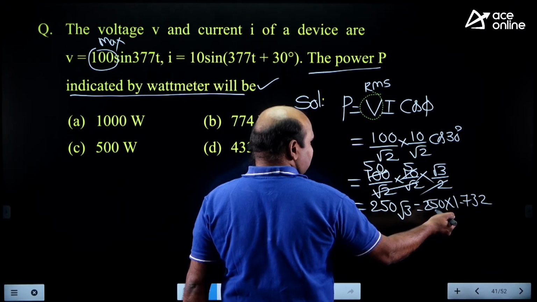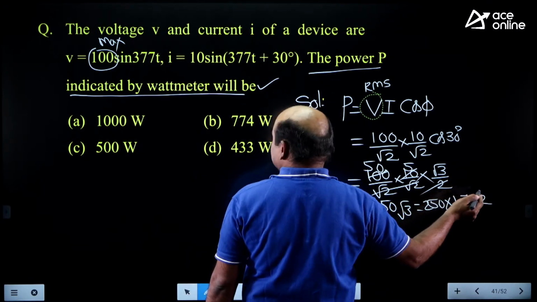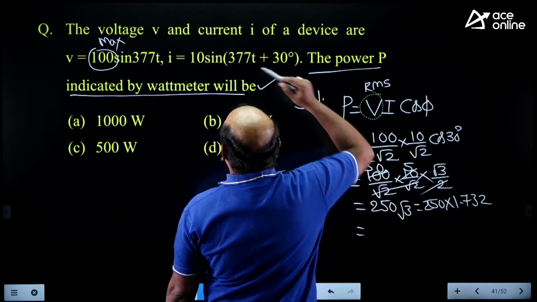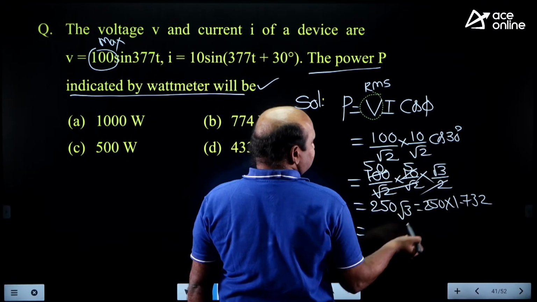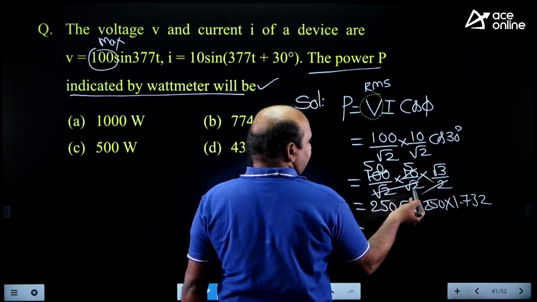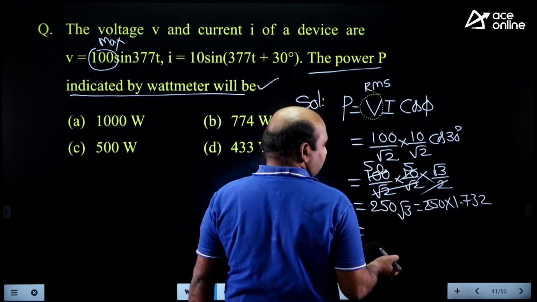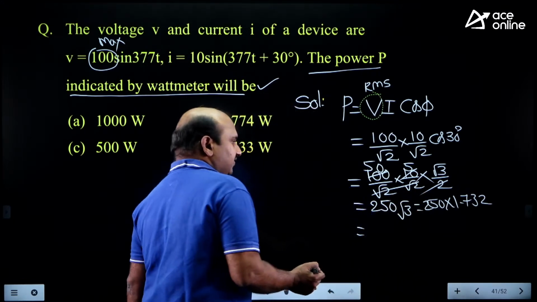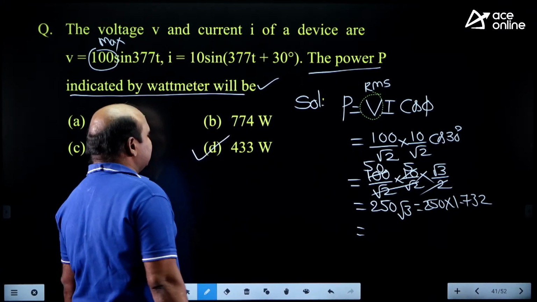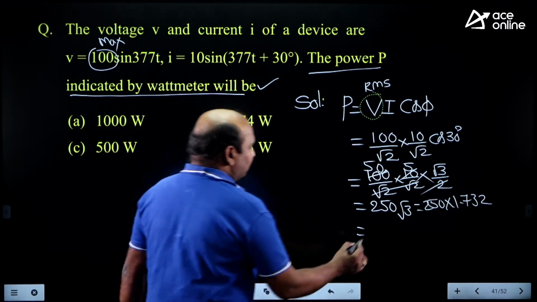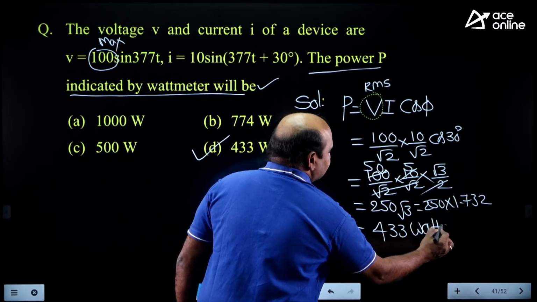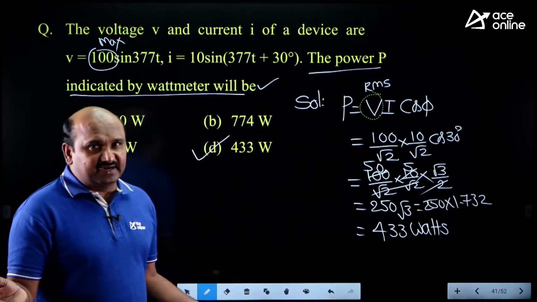750 by 2 means what are we getting? It's 375, and the actual value is a bit more than that, root 3 by 2 for cos 30. How much are we getting? 100 by root 2, 10 by root 2, 250 root 3. Less than 500, only the D option is there. That's why D is the correct one. 433 watts we are getting. Like that, also without a calculator you can take it.